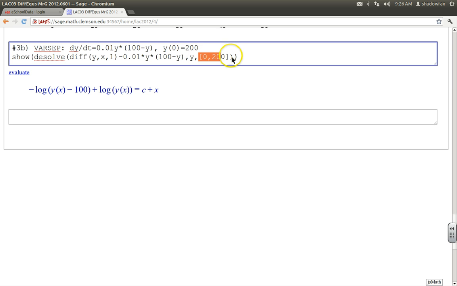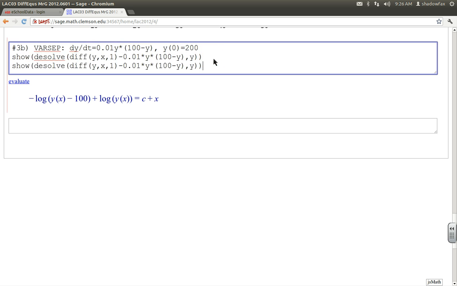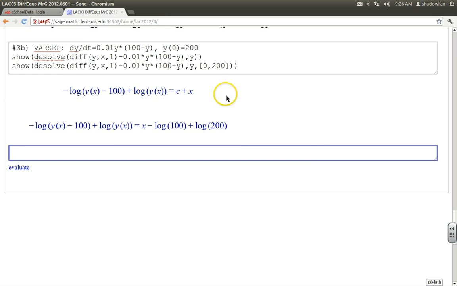All right, wait a minute. You know what? I don't want to put it there. I want to leave that line alone. I'm going to put another show separate. I don't want to lose that last show. So, comma, bracket, 0, comma, 200, bracket. Let's see what you get. Well, apparently it figured out that c is log 200 minus log 100, because otherwise it's the same, isn't it? So c apparently is negative log 100 plus log 200. Okay, fine, whatever.